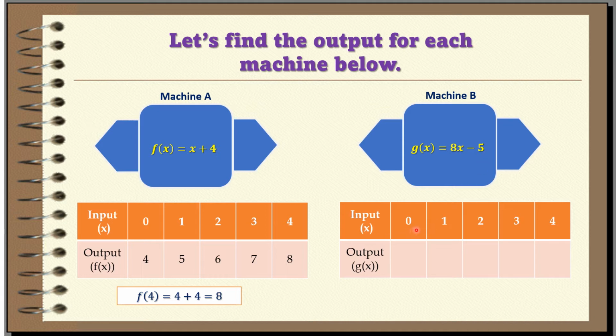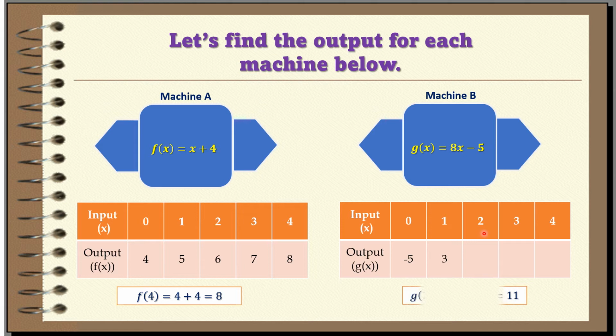When x equals 0, using this function, we have g of 0. The x variable must be replaced with the number above, so it is equal to 8 times 0 minus 5. 8 times 0 is 0, and 0 minus 5 is negative 5. We write here negative 5. When x equals 1, g of 1 equals 8 times 1 minus 5. 8 times 1 is 8, and 8 minus 5 is equal to 3. So we write 3 in this table.